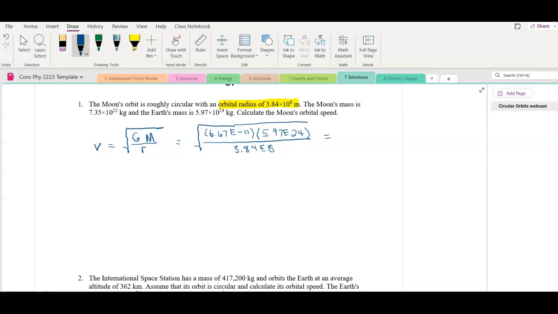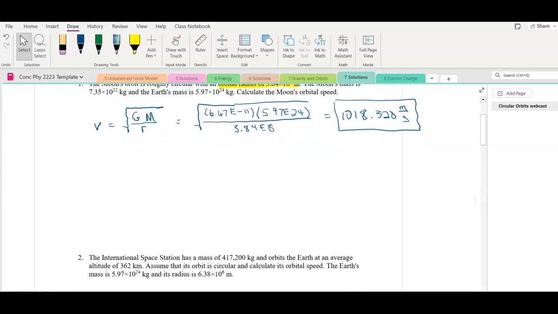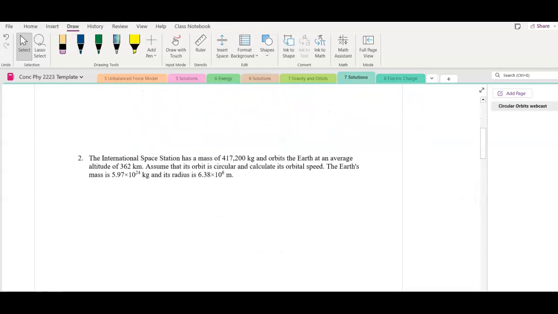Okay, so let's see what this is. I'm taking the square root of 6.67 e to the negative 11th times 5.97 e to the 24th, and then dividing by 3.84 e to the 8th. And so I get 1018.320 meters per second. That is the tangential velocity of the moon as it goes around the Earth.